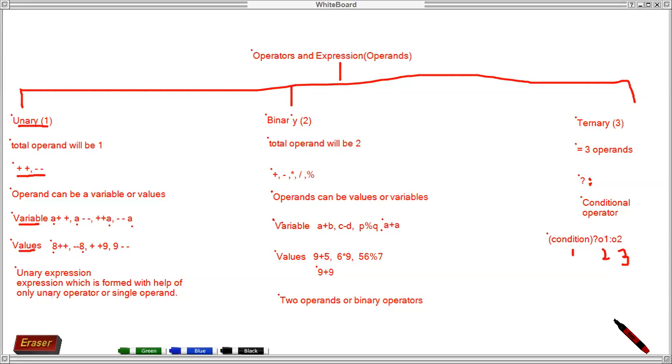For the examples and also the details, we will discuss in the next class. Along with that, we will do the practical part also.